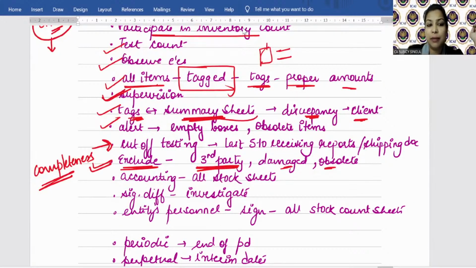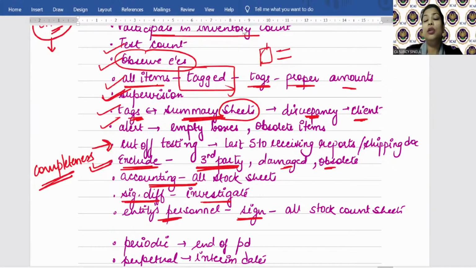Then whatever summary sheets and stock sheets are prepared, the auditor will see whether proper accounting has been done or not. In case of significant differences, he'll investigate such differences. When he's observing, he'll see whether the entity's personnel who are conducting the physical inventory count are actually signing all the stock count sheets. The responsibility for that stock counting must be established now, so that will be done by the signatures of the entity's personnel who are conducting the physical inventory count.